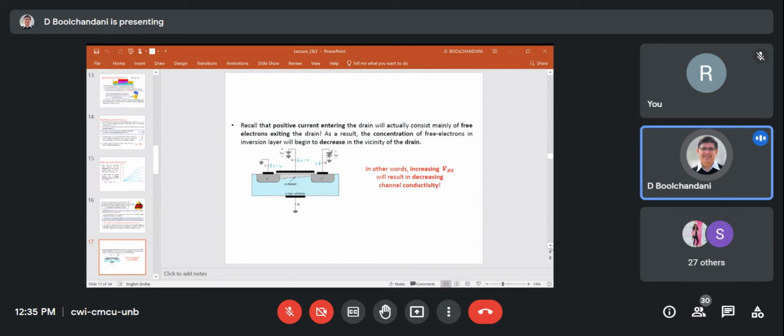And what we'll see is that as you keep on increasing the drain to source voltage, the conductivity of the channel gets reduced here. This is because the positive current entering the drain will actually consist mainly of the free electrons exiting the drain. As a result, the concentration of free electrons in the inversion layer begins to decrease in the vicinity of the drain.